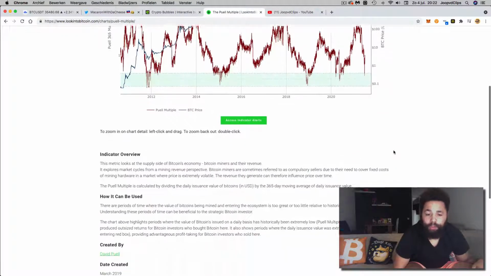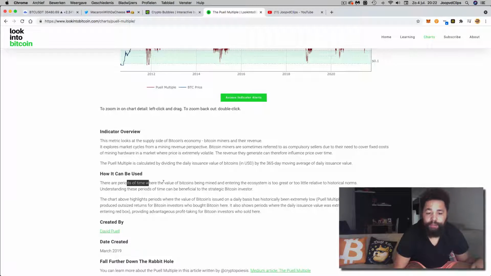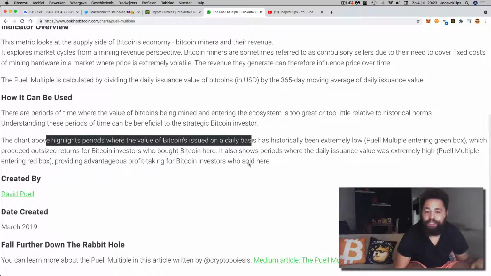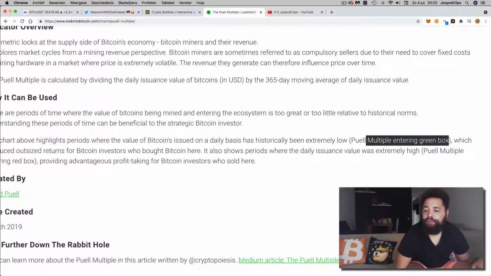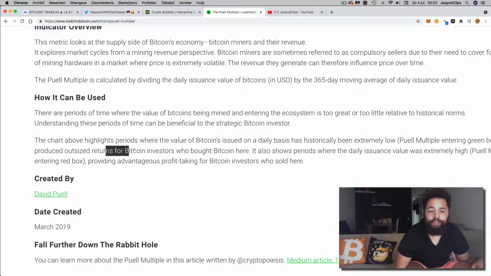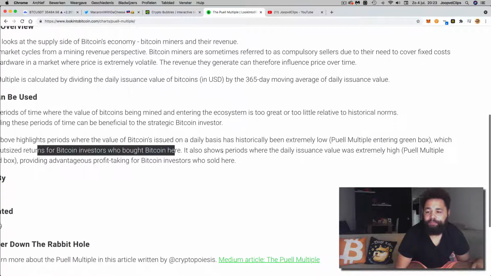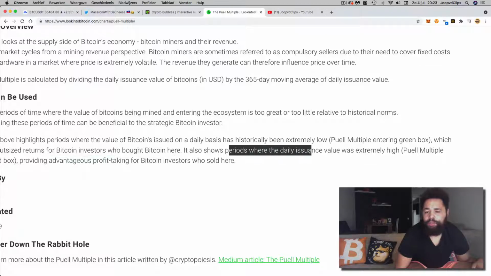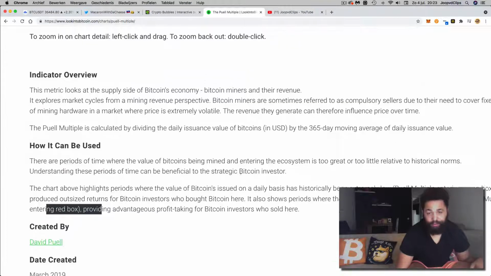The Puell Multiple, I'm going to explain it first. These are periods where the value of Bitcoin being mined and entering the ecosystem is too great or too little relative to historical norms. The chart above highlights periods where the value of Bitcoin issued on a daily basis has historically been extremely low, entering the green box. Returns for Bitcoin investors who bought Bitcoin here. It also shows periods where the daily issuance value is extremely high, entering the red box. So let's go to the chart.